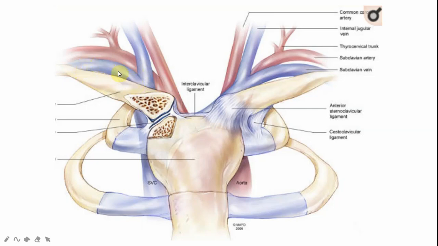The right subclavian vein and right internal jugular vein are joined together to form the right brachiocephalic vein, and on the left side, the left internal jugular vein and left subclavian vein are joined together to form the left brachiocephalic vein. So these two brachiocephalic veins are joined together to form the superior vena cava. Now, if we look at the sternoclavicular joint, these are very closely associated with those arteries and veins, especially with the posterior dislocation. Those blood vessels can be compressed.